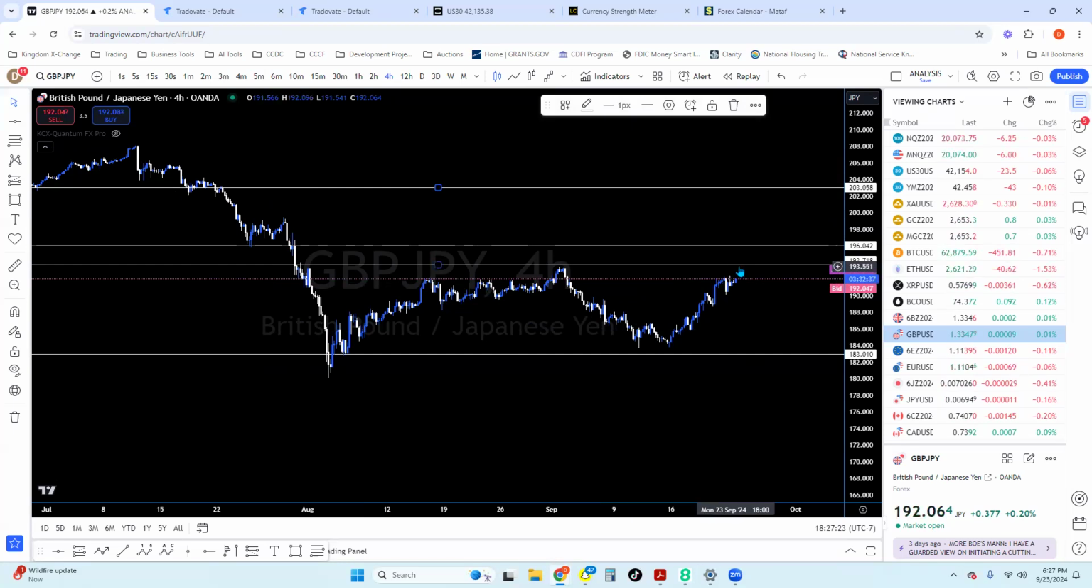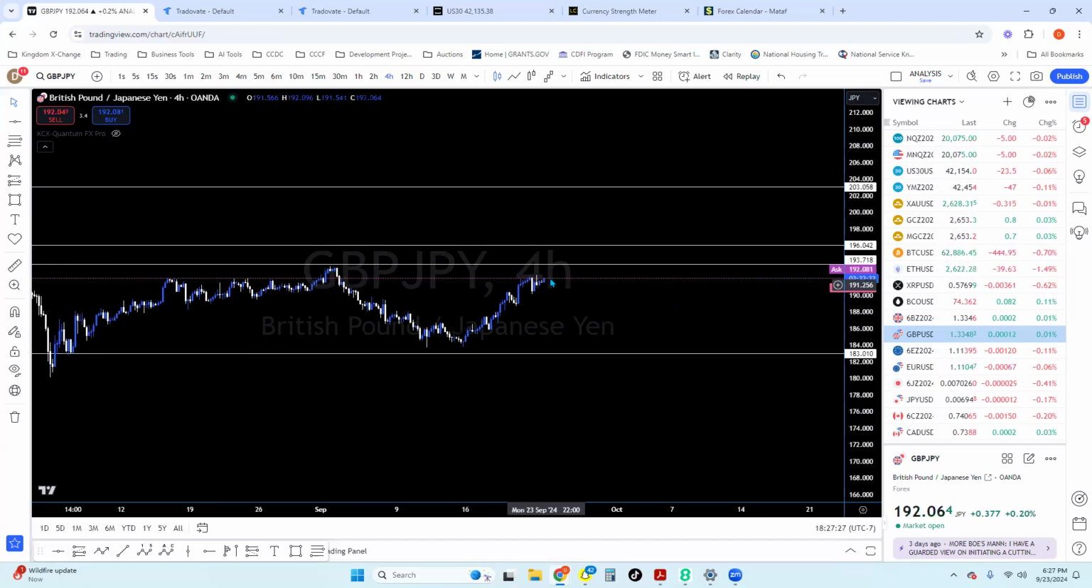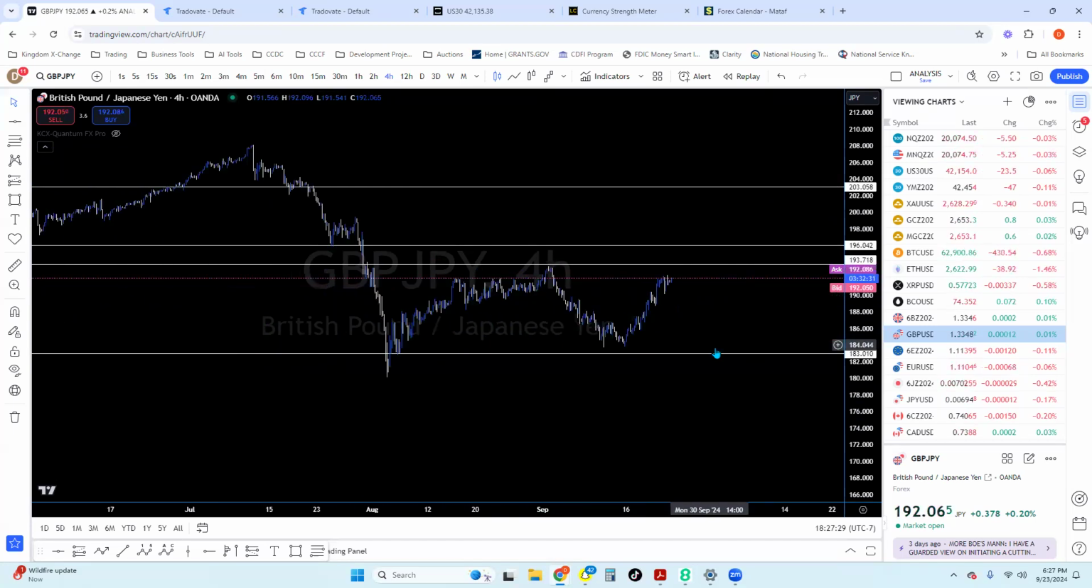So I would set an alarm. This is a potential position here, right? This is a potential position. Also, we can put a fib on this.